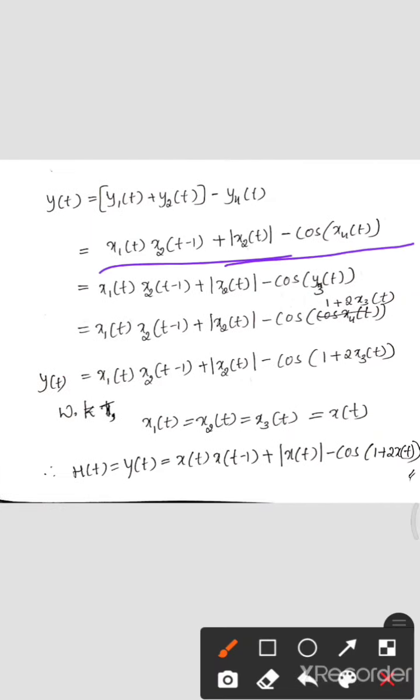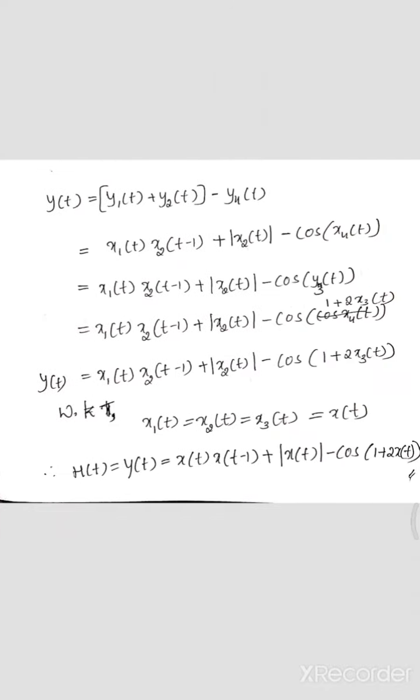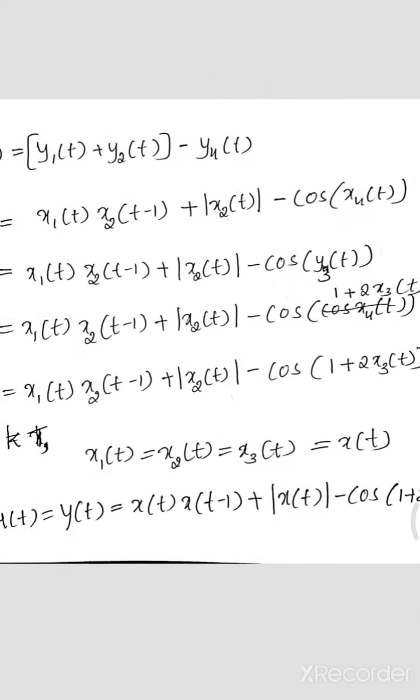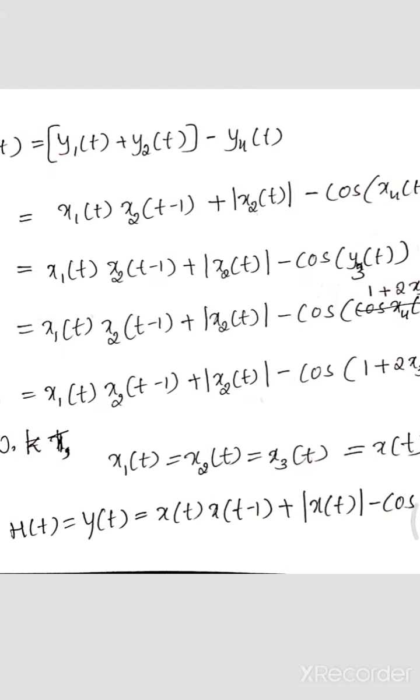Yes, right? So now as we have seen x1, x2, these are your x of t, but x4 is not x of t. So write as it is the first two terms, that is x1 of t, x2 of t minus 1 plus magnitude of x2 of t minus cos of, instead of x4 of t, what we have to write is x4 of t is equal to y3 of t, because those two are on the same line. Yes, so instead of this x4 of t, we can write cos y3 of t.